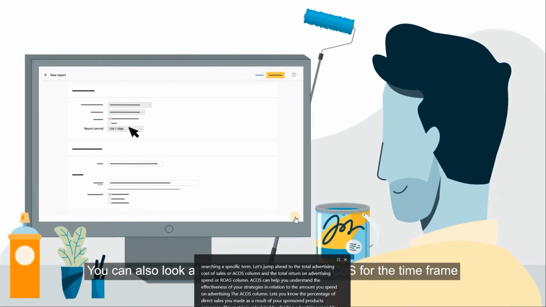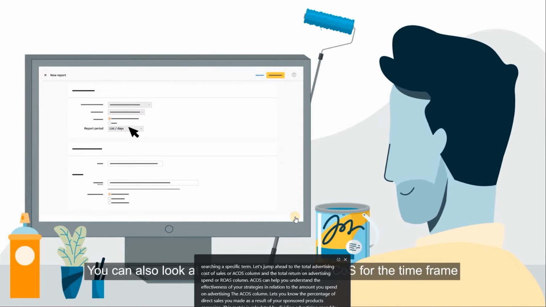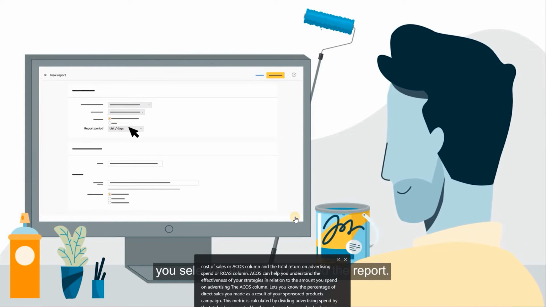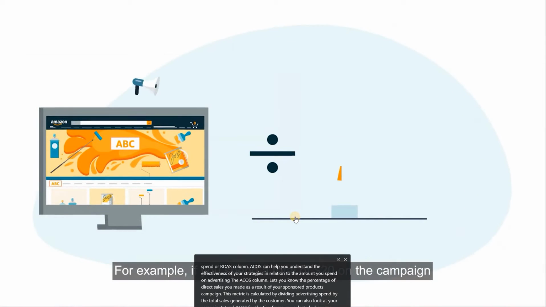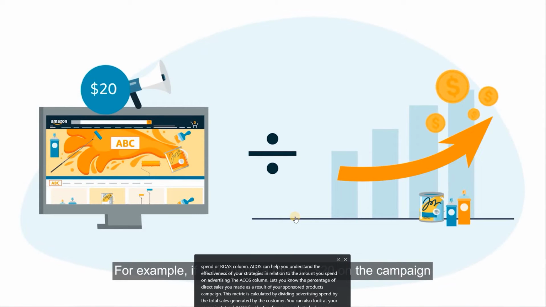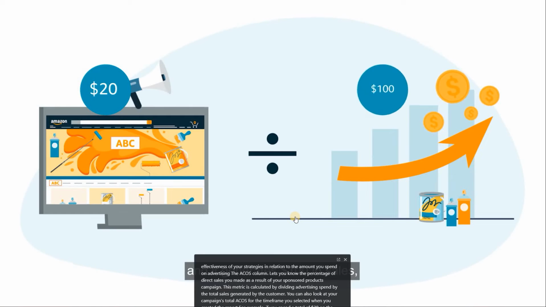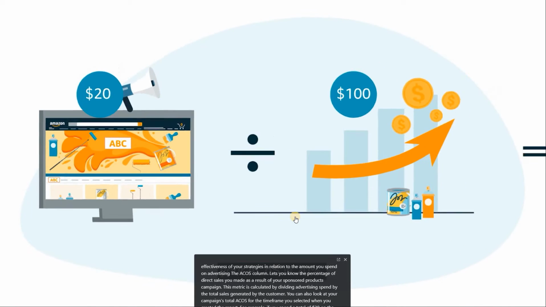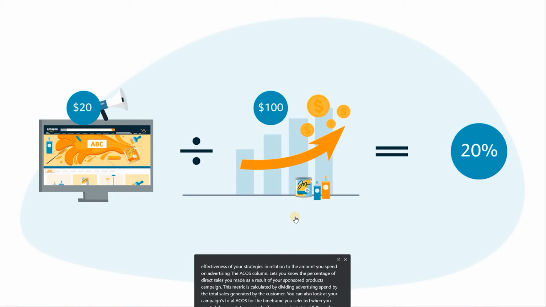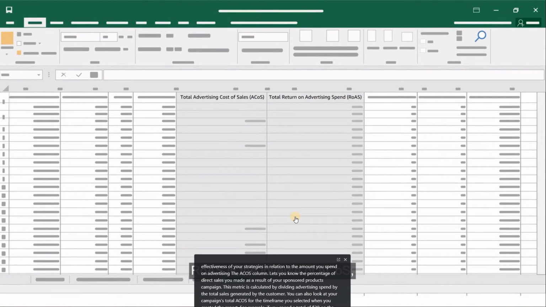You can also look at your campaign's total ACOS for the time frame you selected when you created the report. For example, if you spend a total of $20 on the campaign and it generates $100 in sales, your ACOS is 20%. ROAS is the inverse of ACOS.